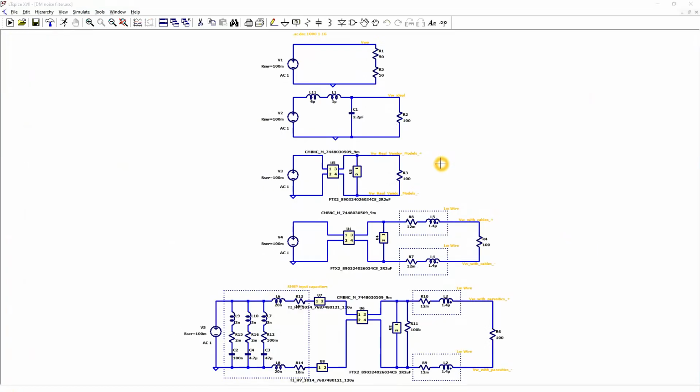For the differential mode part of the input filter, I prepared 5 circuits. First, our reference circuit without the filter. Second, with ideal filter components. Third, with real vendor models. Fourth, with input cable parasitics. And fifth, the final one, with our input capacitors that will be close to our switch mode power supply, additional differential mode inductors, and the resistor that will discharge the input capacitor. Let's see our reference circuit first.